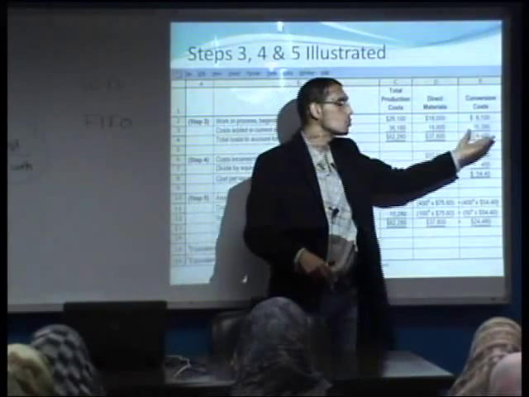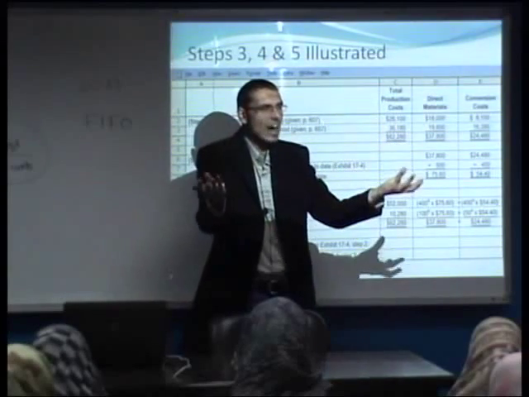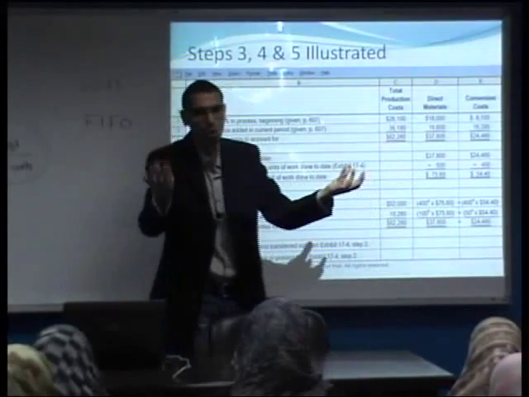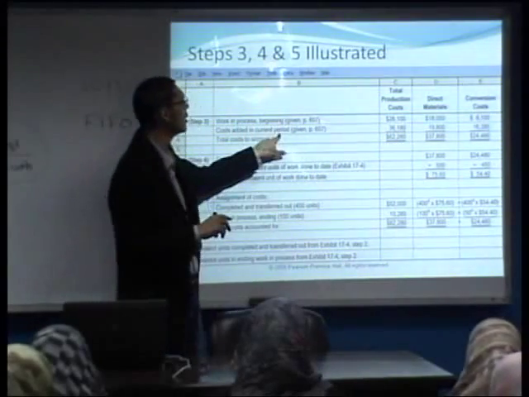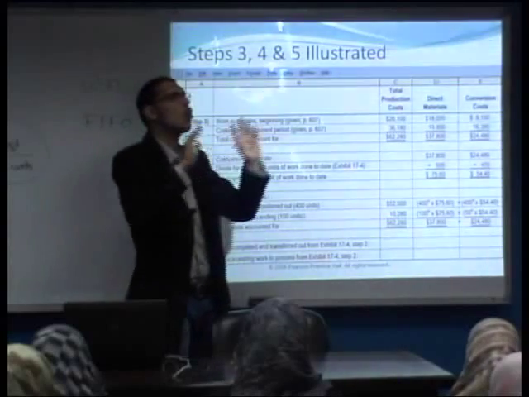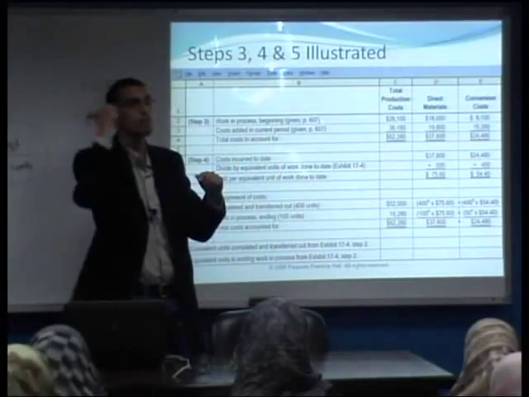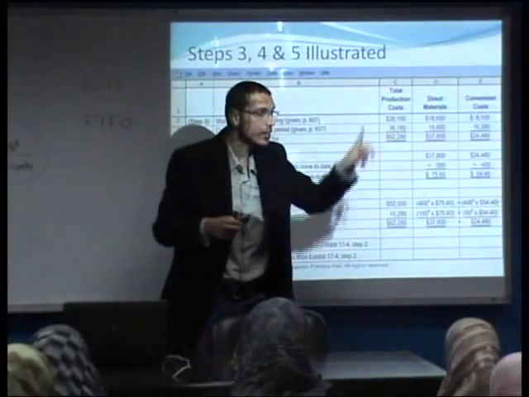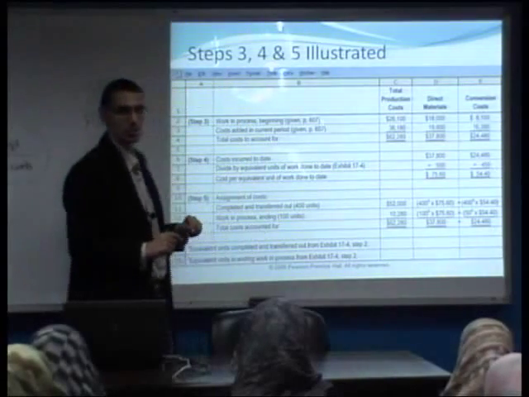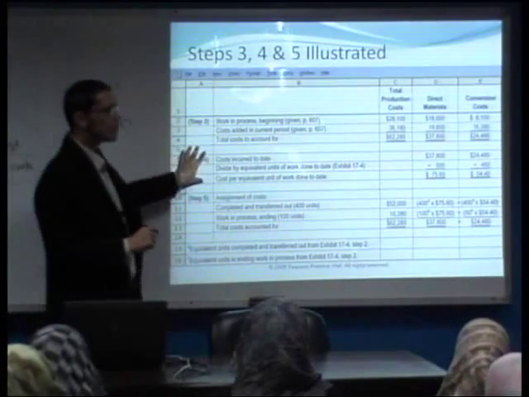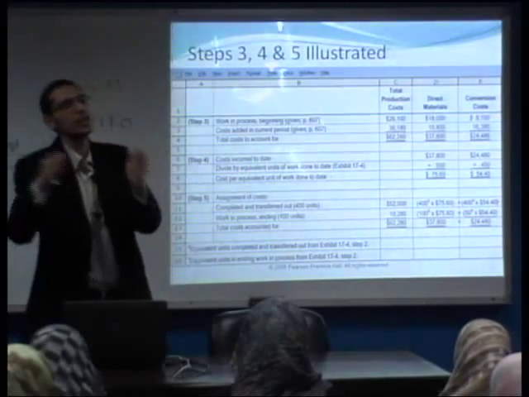These are the costs that we are going to separate or divide among two categories: the ending work in process and the completed and transferred out units. As we can see here, we are going to use all the costs, whether incurred in the previous period or in this period, as we just said in our discussion of the weighted average method. Step number 4 is the calculation of the cost per equivalent unit.